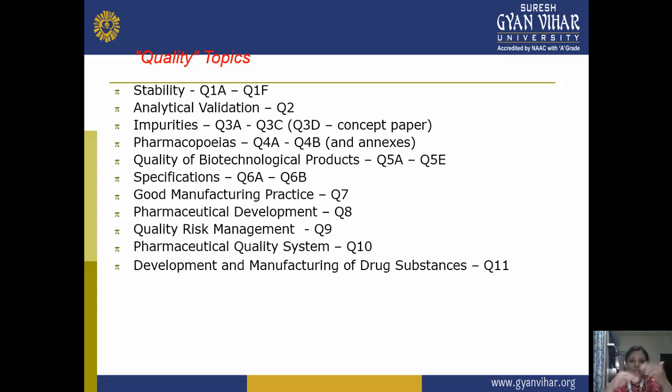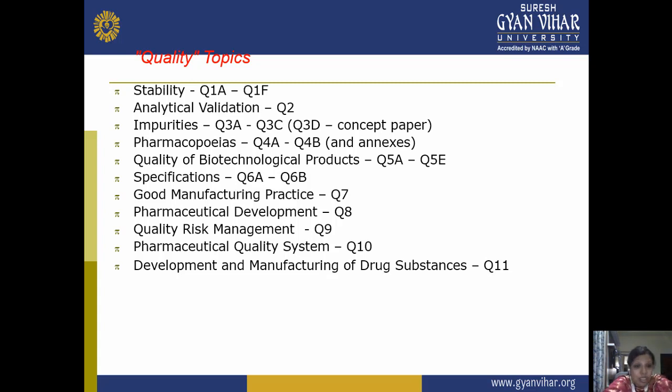So in quality also there are multiple subsections. Okay, in this, the stability, analytical validation, impurity, pharmacopoeias, quality of biotechnological products, specification, good manufacturing practices, pharmaceutical development, quality risk management, pharmaceutical quality system, development and manufacturing of drug substances. So all these types of subtopics are there. Okay, so in this, the first one is stability. So stability in the quality topic comes in the Q1A to Q1F section. Okay, there are some subsections. So Q1A to Q1F there is stability.